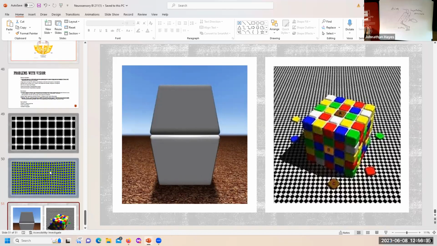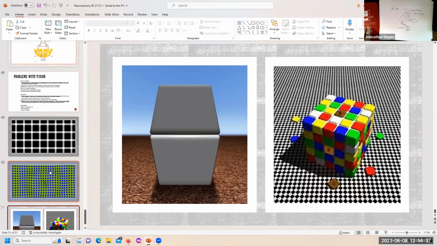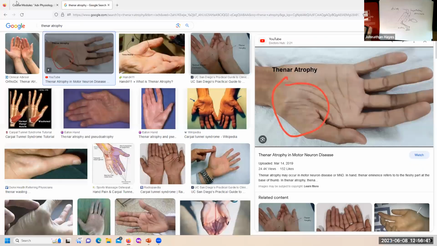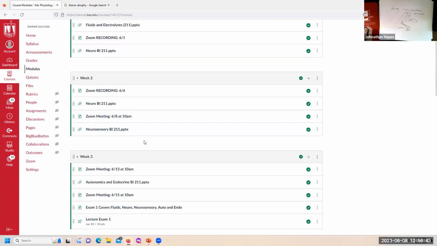So anywho, that will wrap us up for our neurosensory. So today was a little bit unusual. Today was our Zoom meeting for 6/8. I was going to finish up neuro, start working on neurosensory. I went ahead and got done with that, so we don't have to carry that over till next week now.